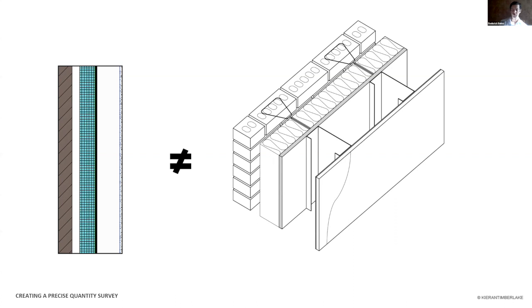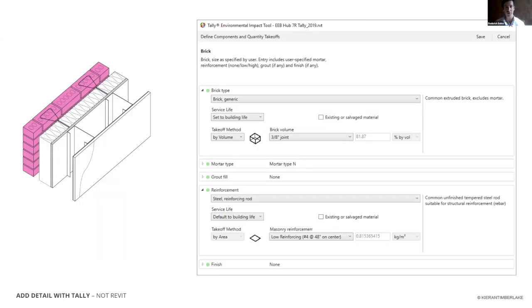So what we had to do was create a mechanism through Tally in which people could design in Revit as they normally do, not changing that, but rather instead have the mechanism through the Tally interface to be able to input the additional metadata that enables the creation of that accurate bill of materials. So this gives you a brief example of what that looks like.